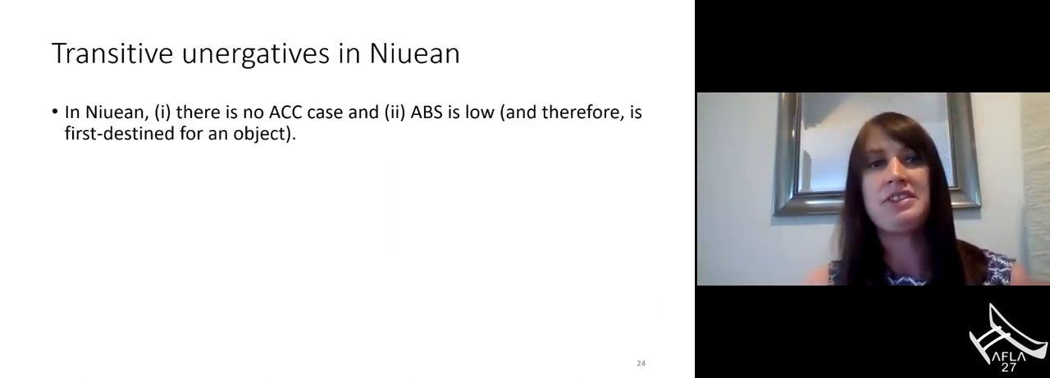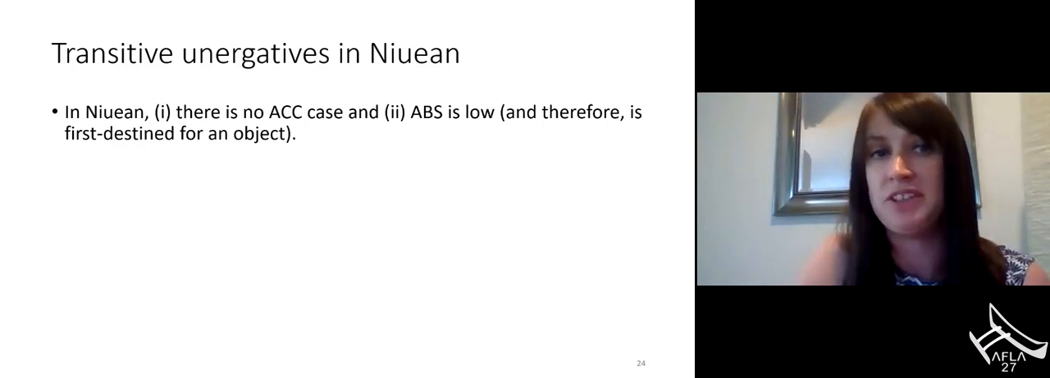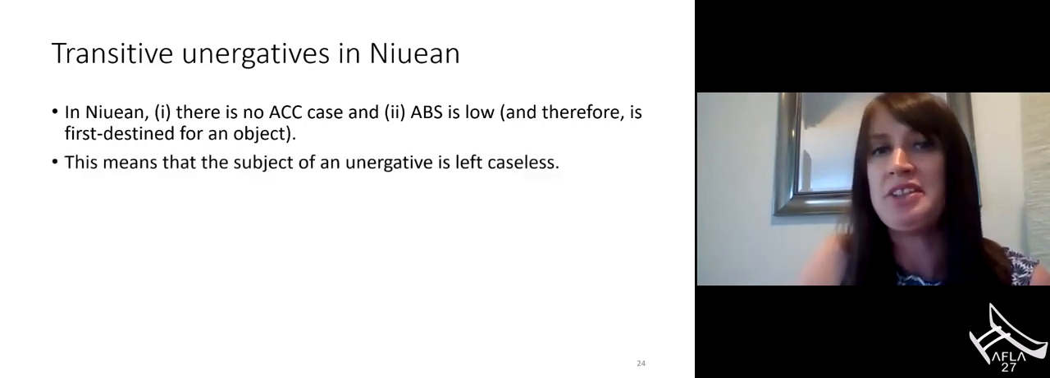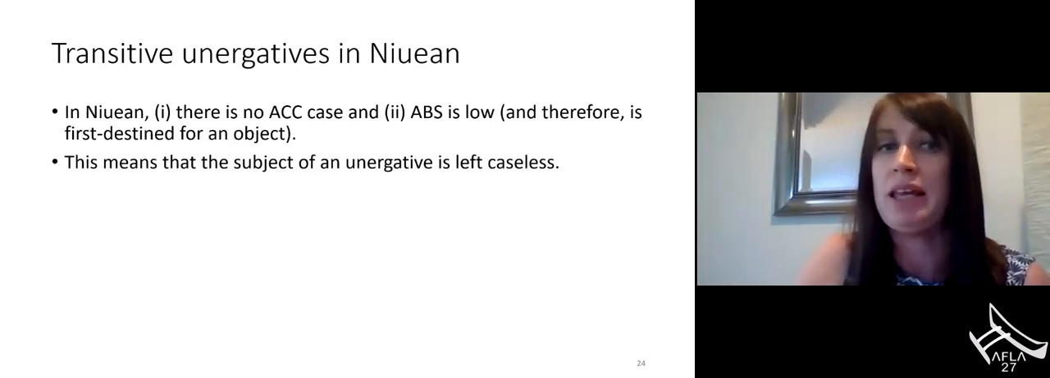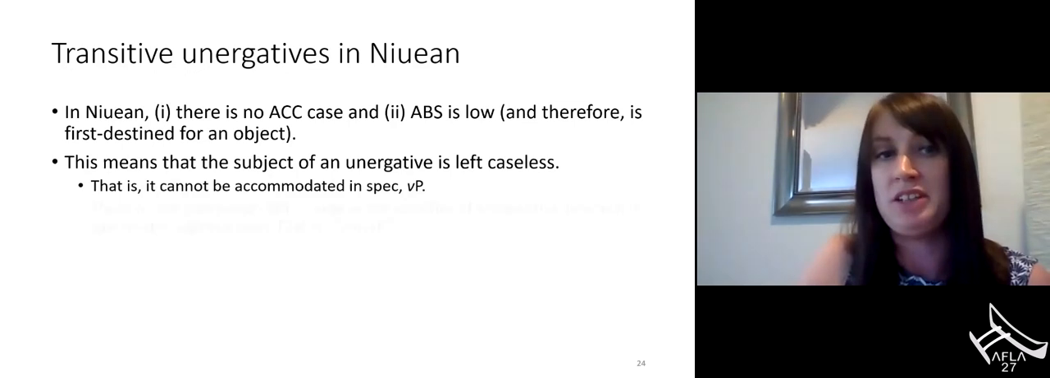So focusing on transitive ergatives in Niuean, we've said firstly that there's no accusative case, and secondly that absolutive is low and therefore is first destined for an object. So this means that the subject of an ergative, if it merges in the specifier of little vP, is going to be left caseless and the derivation is going to fall apart. So this means that it can't be accommodated in this position.